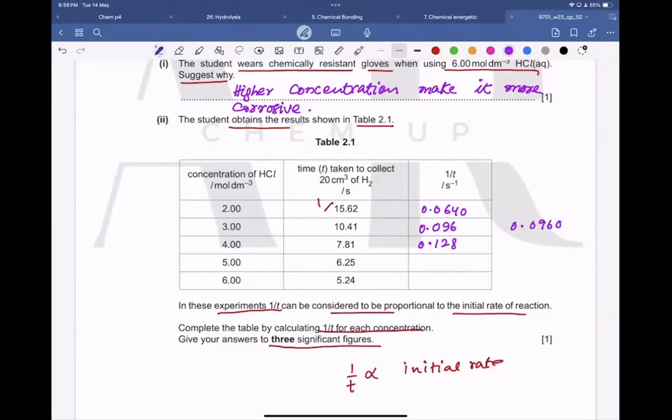Okay. 1 divided by 10.41. It's 0.09606. So it is going to be 0.0961. Okay. Then we have 1 divided by 6.25. It's 0.160. And 1 divided by 5.24. It's going to be 0.191. Okay. So we got the readings.